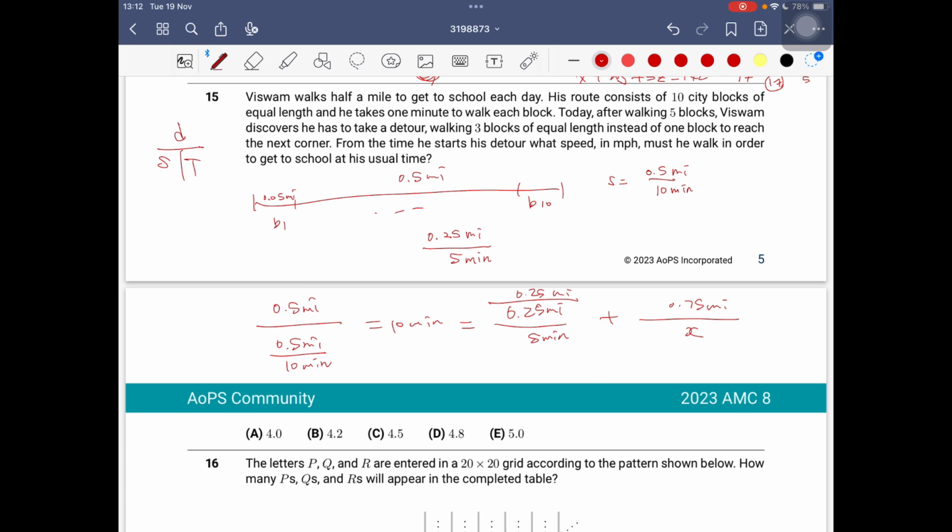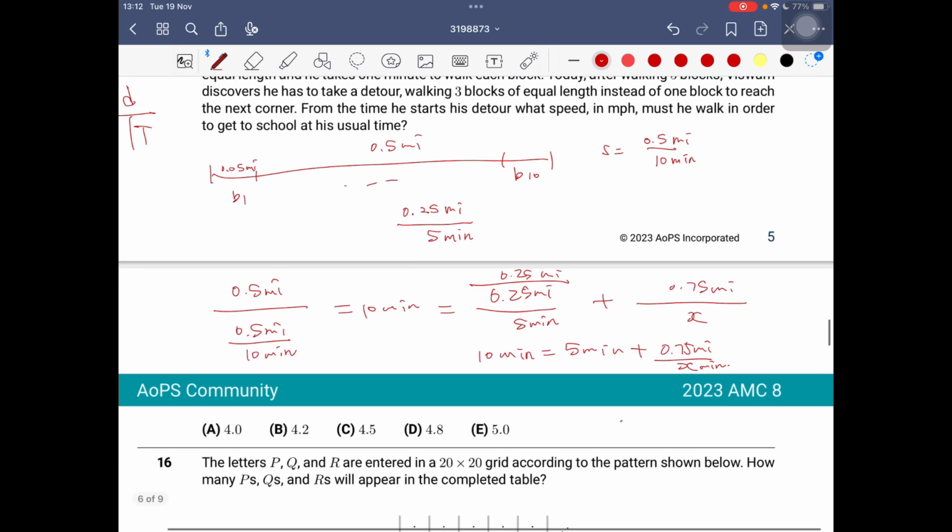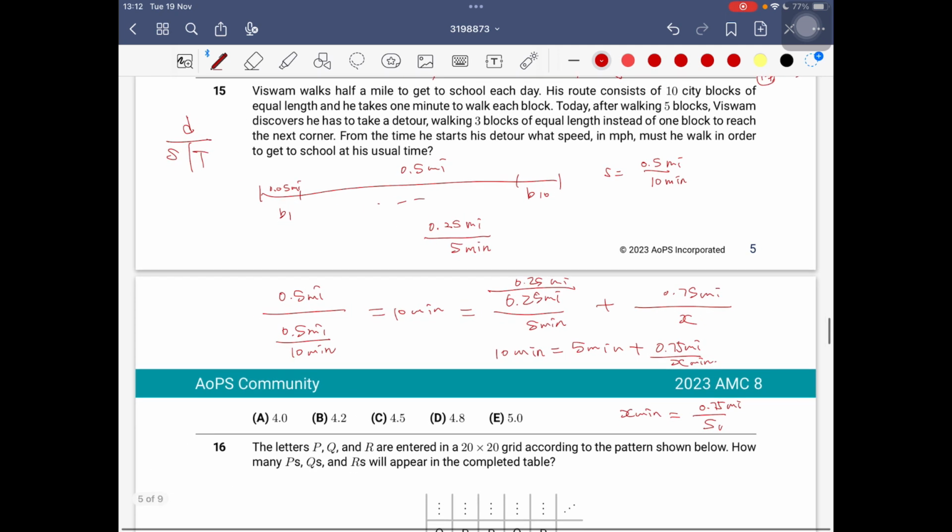So let's make the calculation here. 10 minutes equals 5 minutes plus 0.75 over x minutes. So x minutes becomes 5 for 0.75 mile. So 0.15 mile per minute. But the question asks for miles per hour, not miles per minute. So 0.15 mile per 1 minute, and 60 minutes is 1 hour.